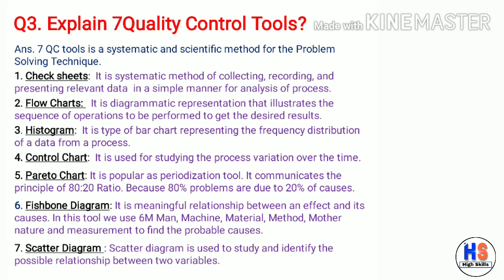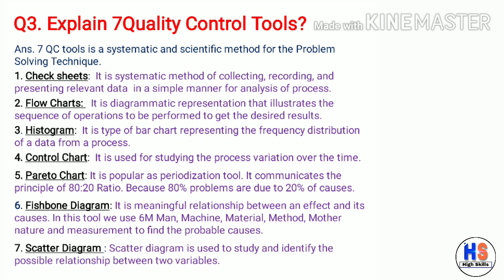Third question is explain 7 quality control tools. Its answer will be 7 QC tools is a systematic and scientific method for the problem solving technique. The 7 QC tools will be check sheets, flow charts, histogram, control chart, Pareto chart, fishbone diagram and scatter diagram.